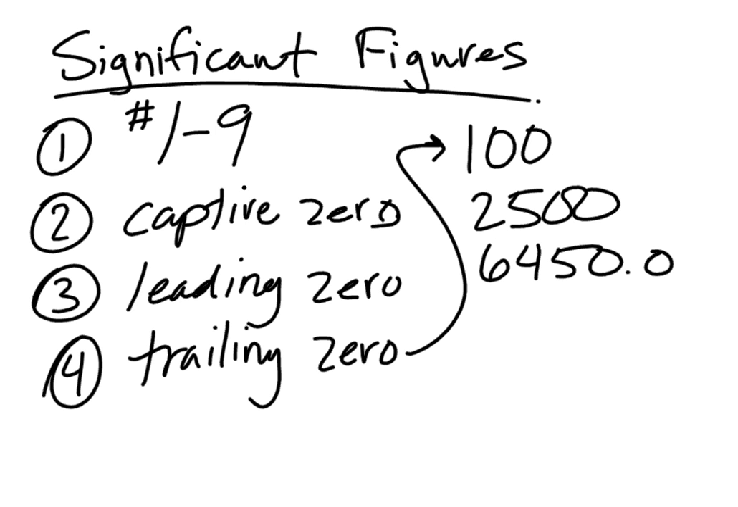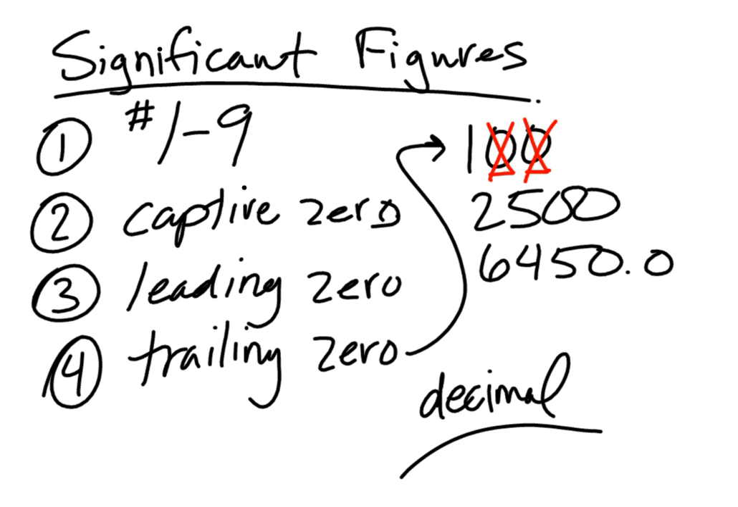Now let's look at the very first one. These are zeros right here, this one and this one, but they are not significant. The reason is that the all-powerful indicator of whether a trailing zero is significant is if there is a decimal present in the number. 100, like that, does not have a decimal. Therefore, those trailing zeros are not significant. 2500, again, these are not significant. Why? Because there's no decimal.